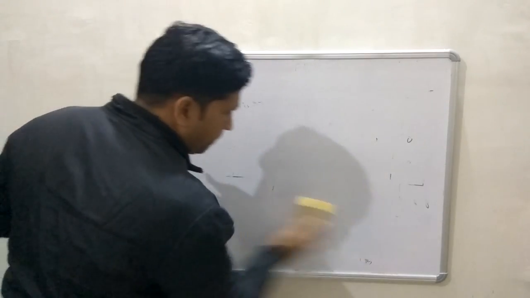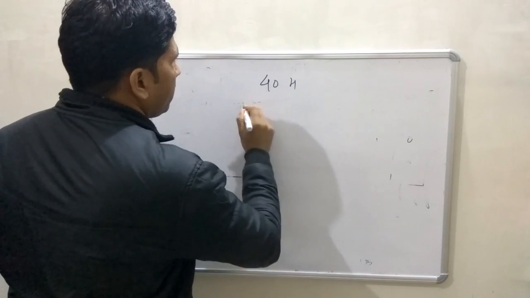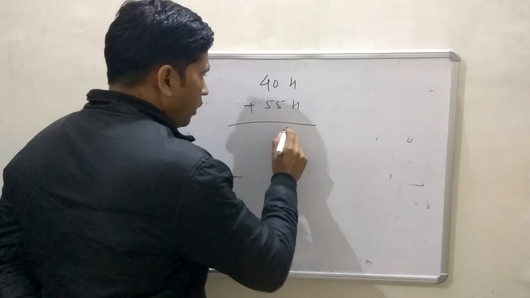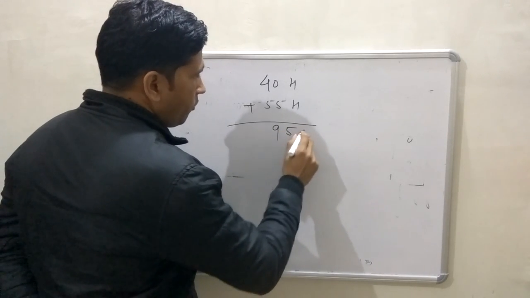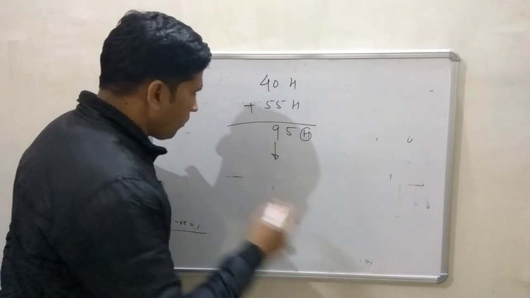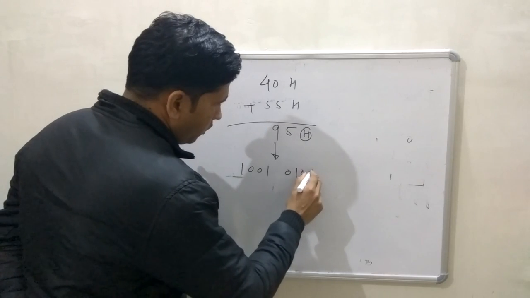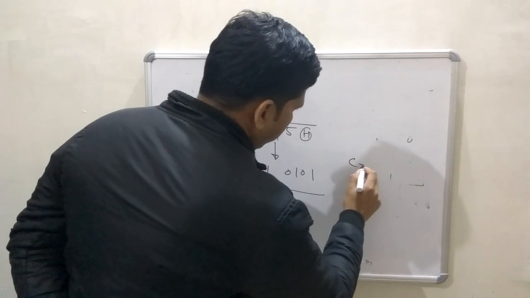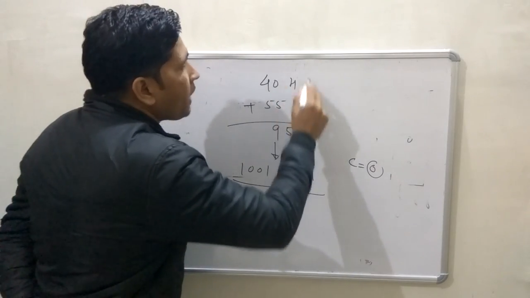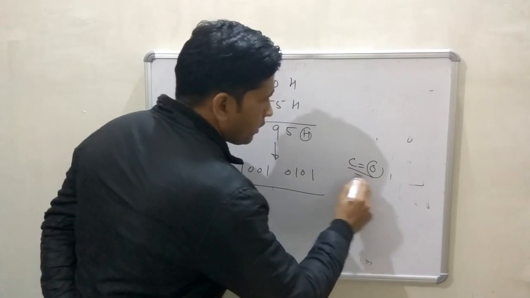Take a simple example. Suppose there are two numbers, one is 40H, second is 55H. I'm going to add them, and the output will be 95. Now just write it in hexadecimal in the form of binary: 10010101. Now carry flag will be 0, because when performing the addition operation, no carry is generated. In that case, carry flag will be 0.